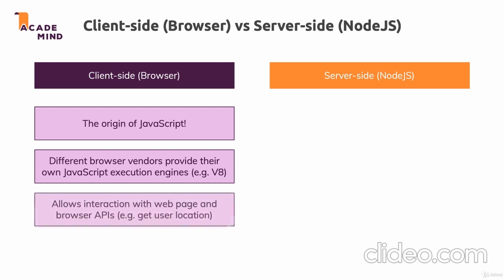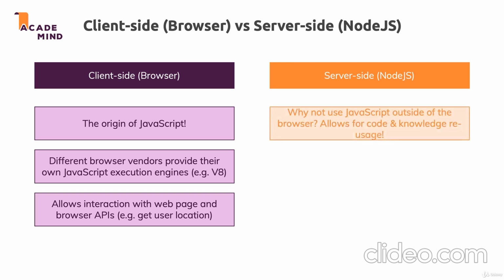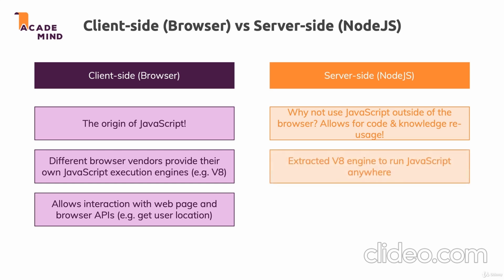And the important thing there is that in the browser, you are able to interact with the web page from inside JavaScript. You can manipulate the loaded web page. You can also use certain browser features, so-called APIs, for example, to get the user location. On the server side, the idea was to, well, extract the engine out of the browser and allow you to run it outside of the browser so that you can reuse your JavaScript knowledge, but now use JavaScript for different tasks. And you can now run JavaScript anywhere with Node.js, for example, on a server side.